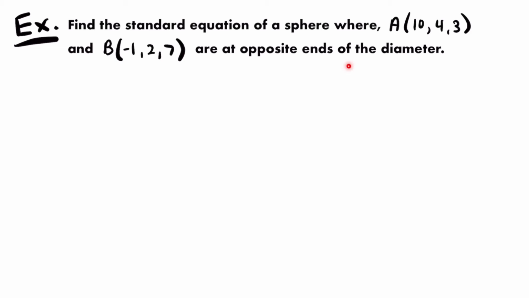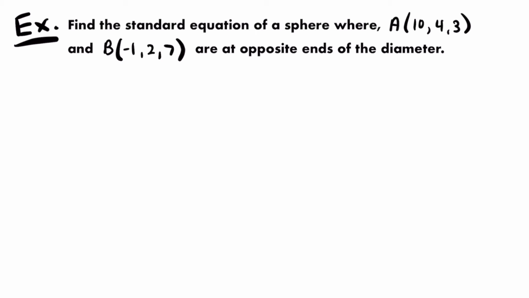All right, so here's our last example. We want to find the standard equation of a sphere where point A, which is located at (10, 4, 3), and point B, which is located at (-1, 2, 7), are at opposite ends of the diameter. All right, so this one's a little bit tricky, but it's nothing that we can't handle.